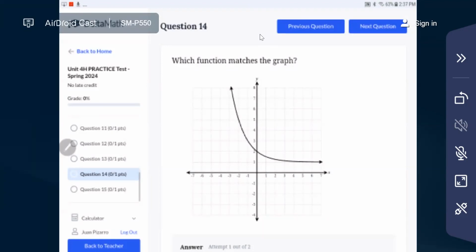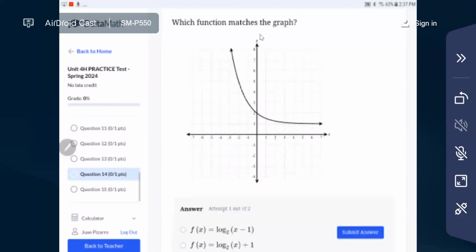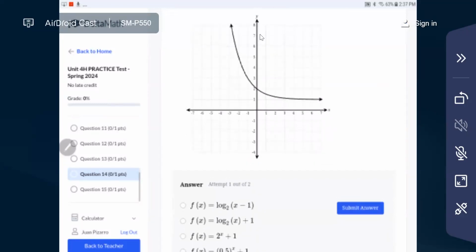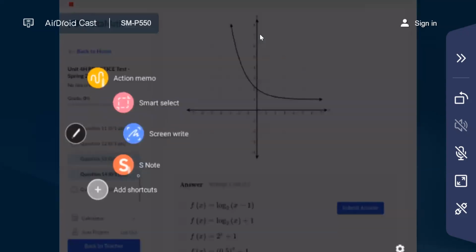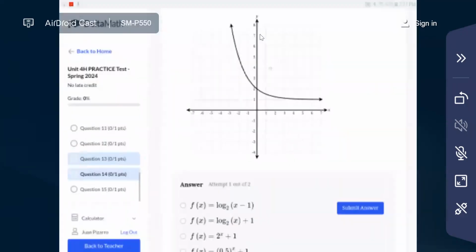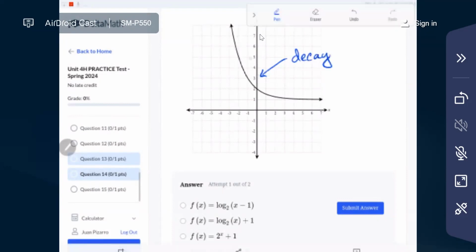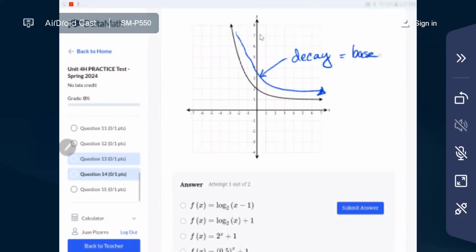What function matches this graph? First, let's look at a couple of things about this graph that we might want to recognize right away. One would recognize that this is a decay. It's going down from left to right. And decay means that the base is less than 1.